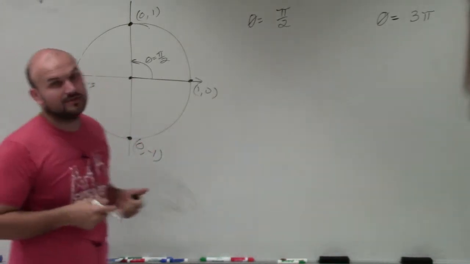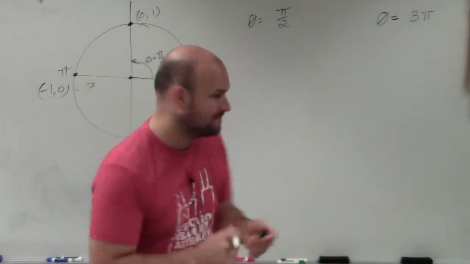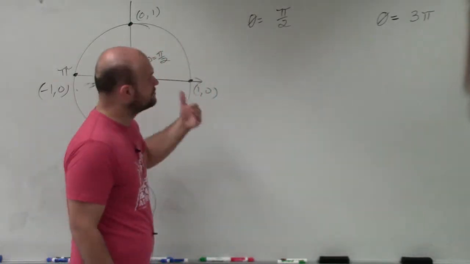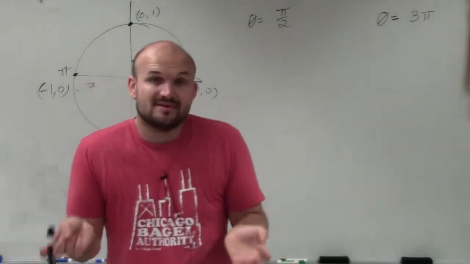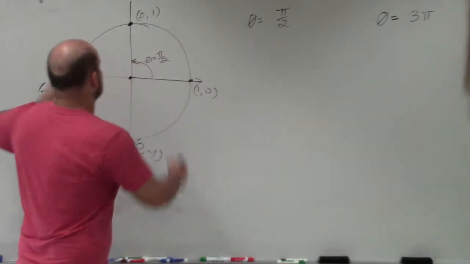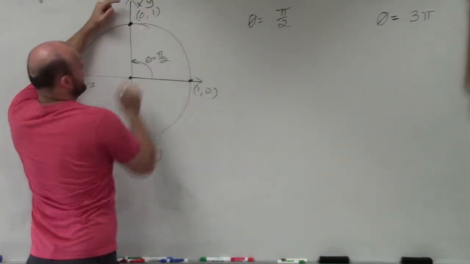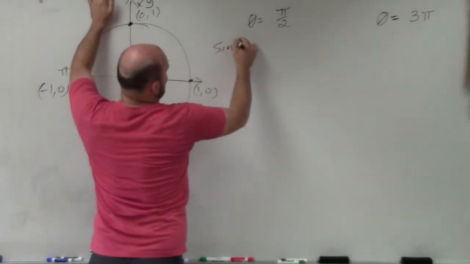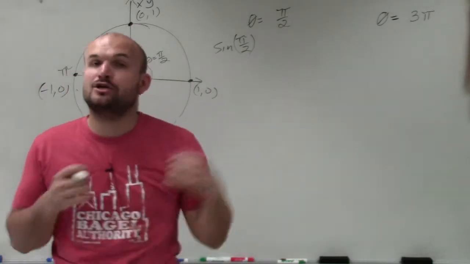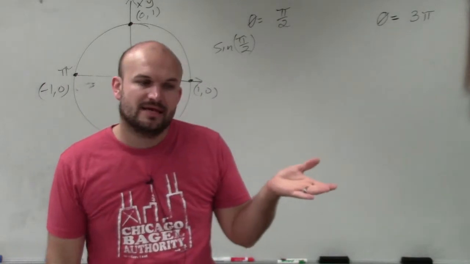OK, so now what we need to do is evaluate for sine, cosine, tangent, cosecant, secant, and cotangent. What's nice about evaluating when we have a point on the unit circle is that the trigonometric functions represent the coordinate points of where your angle intercepts the unit circle. So you can see here I have 0, 1. Well, I have an x and a y coordinate. So when I want sine of pi over 2, sine just represents the y coordinate of where your angle crosses the unit circle.